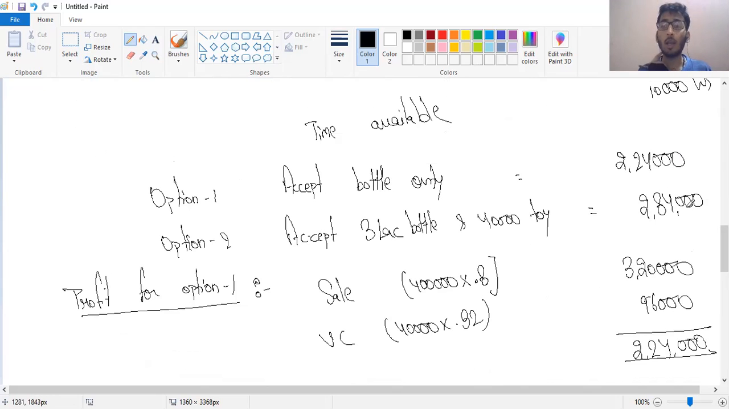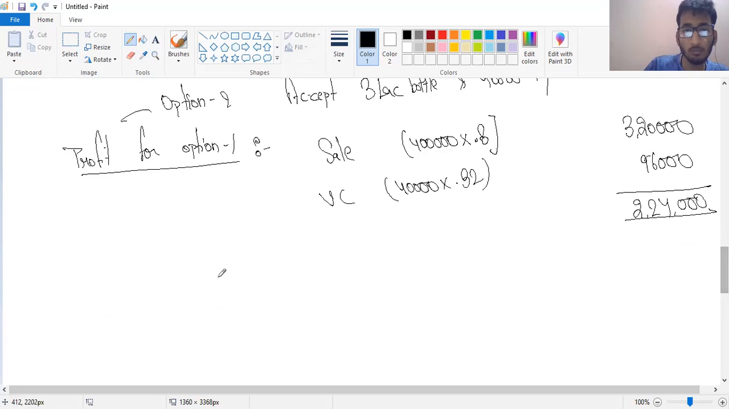Okay, so in this scenario, I'm having the profit of 2 lakh 24,000. And in the second scenario, I'm having the profit of 2 lakh 84,000. Now, if I do not consider the subjective things, like quality or retention of the current customer, these all are subjective things, I can say that option two, accepting 3 lakh bottle and 40,000 toy, would be a better option. This would be more beneficial.